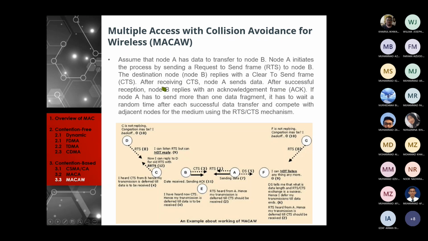Node A sends data after success. Node B replies with an acknowledgment frame, ACK. If node A has to send more than one data frame, tapi kalau data dia banyak kan, dia kena wait dululah. Maksudnya dia tak boleh hantar semua sekali tak habis. So yang belakang tu dia kena wait a random time after each successful data transfer and compete with adjacent nodes for the medium using the RTS and CTS mechanism.